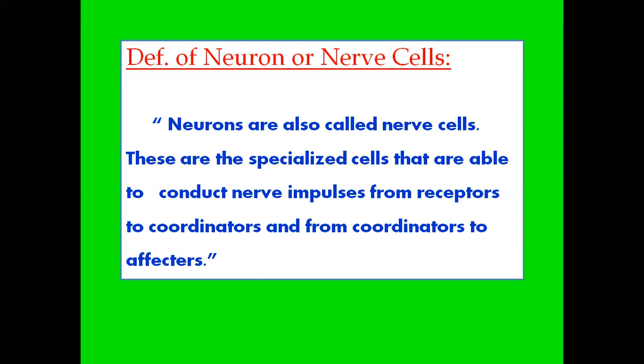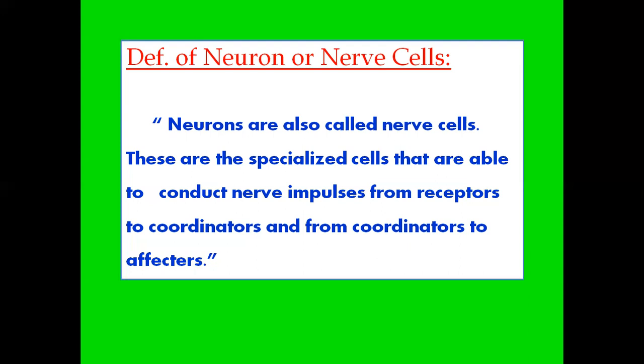Is our nervous system made up of only neurons? No. Our nervous system consists of neurons plus supporting cells, and these supporting cells are called neuroglial cells. These supporting cells help neurons. Is it clear?